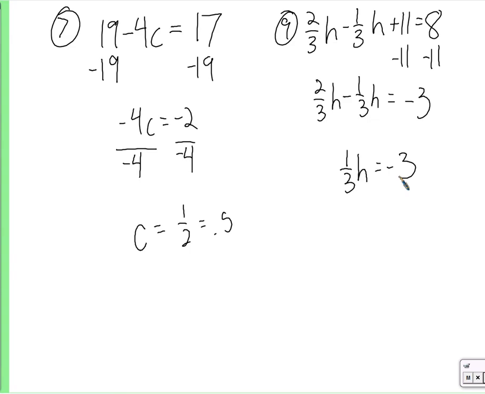Charlie? You're going to multiply 1/3 by 3 over 1. Exactly, 3 over 1, right? Multiply a number by its reciprocal, and you get 1 every time. Multiply this by 3. 1h equals negative 3 times 3, negative 9. Great. Number 10.